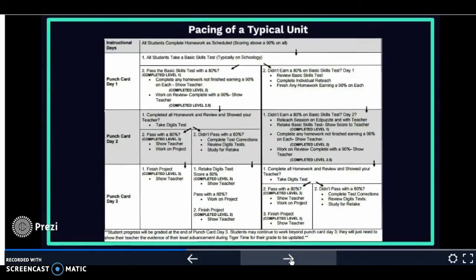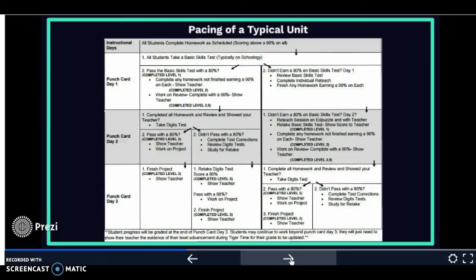So what will this look like in our math classroom? A typical topic will begin with instructional days that are very similar to a traditional classroom. Students will learn a lesson and should complete the corresponding homework the night it is assigned. After the lesson, students will have 3 punch card days where they will work independently to complete tasks that are geared towards progressing their level of understanding. On the first punch card day, all students start off by taking a basic skills test.